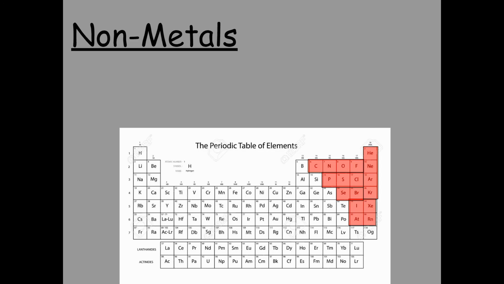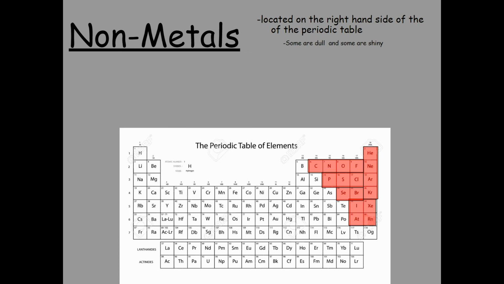Nonmetals are the things on the right-hand side of the staircase on the periodic table, the things I've highlighted in red on your paper. Some of them are dull and some are shiny. They are very, very poor conductors of heat, and they're very poor conductors of electricity. That's why the wooden block, the black block that we had last week in the lab, the ice cube never melted on that one, because it's a very poor conductor of electricity and of heat.